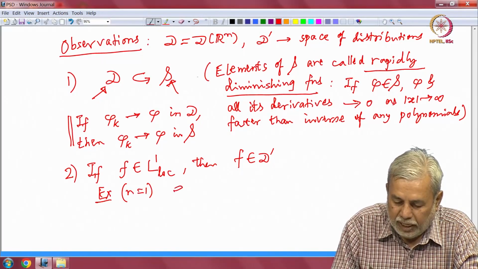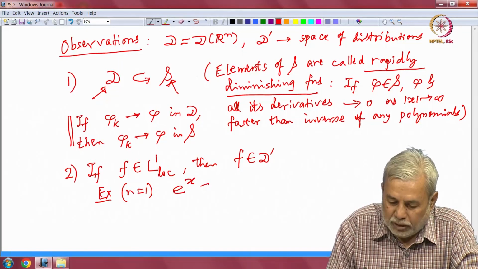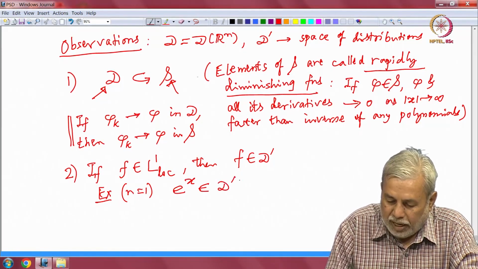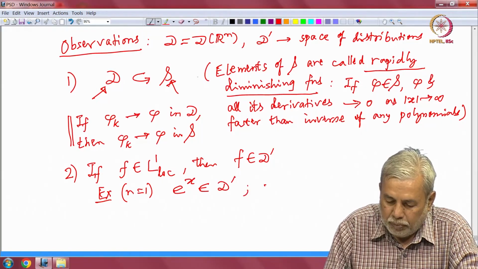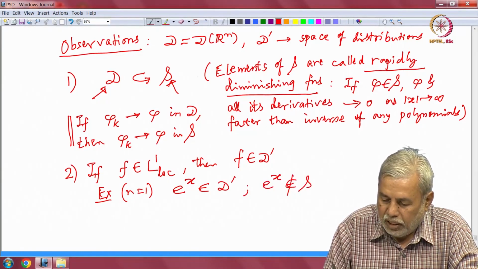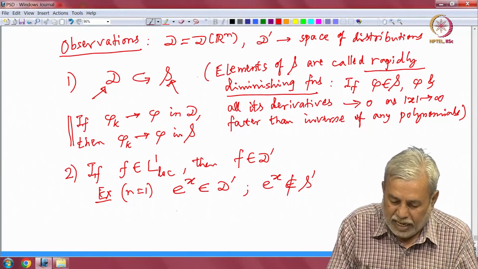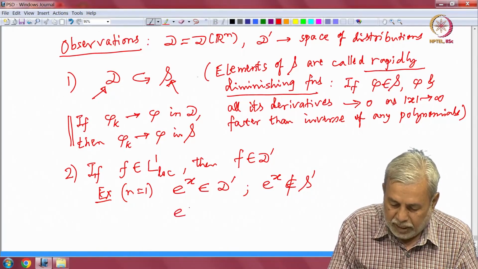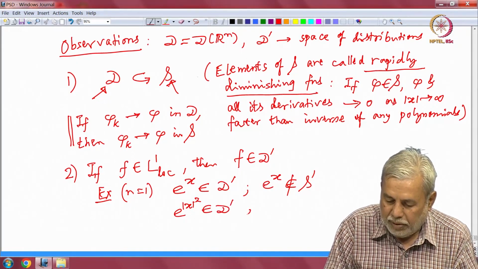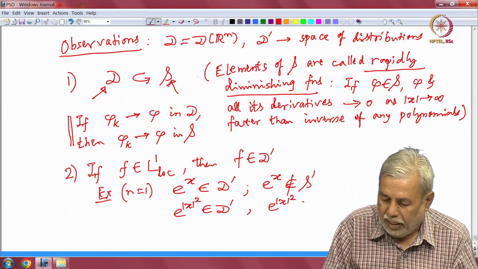Okay. So, e to the x. This is a locally integrable function. So, this belongs to D prime, and with a little work you can show e to the x does not belong to S prime. And same as for any n, you can use this one, e to the x square, again a locally integrable function. But again this is not in S prime.